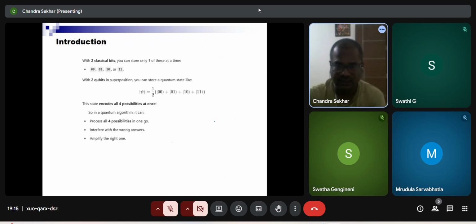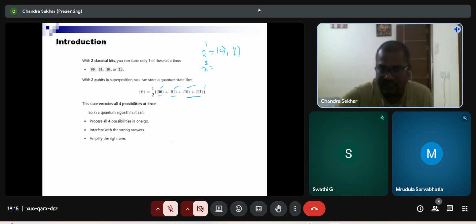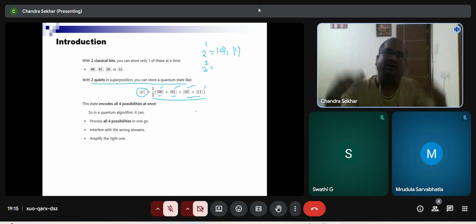Suppose if I go further, I can store two qubits also. If I take 2 to the power of 1, then what happens? 2 states, 0 comma 1. When I write 0, assume I'm writing like this. This is just a representation. Now if I say 2 square, there are 4 combinations. What are those 4 combinations? 00, 01, 10, 11. So with the 2 qubit superposition, you can store a quantum state. I can have a register that can store all 4 states. That means 4 magic coins are being tossed.